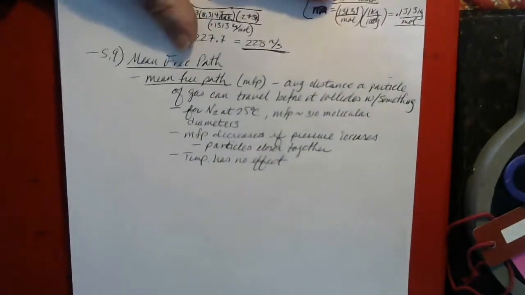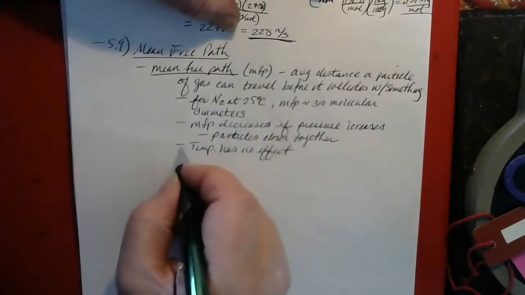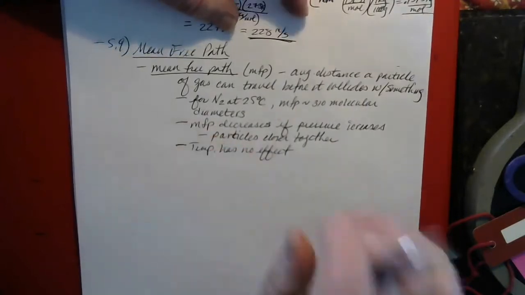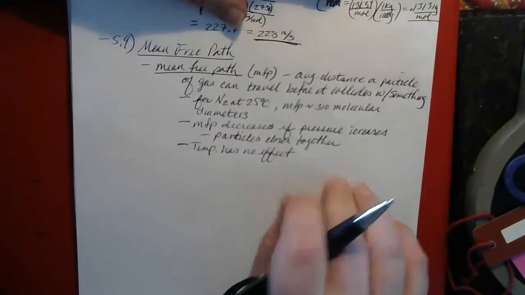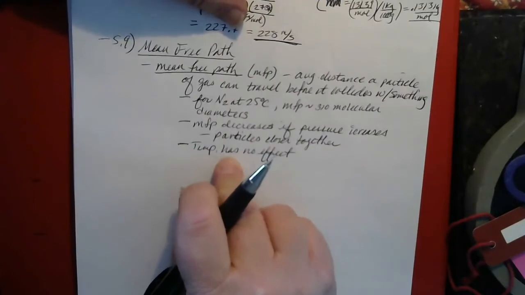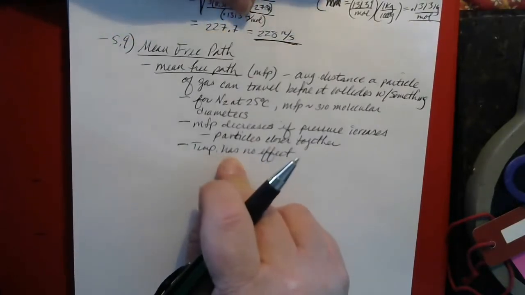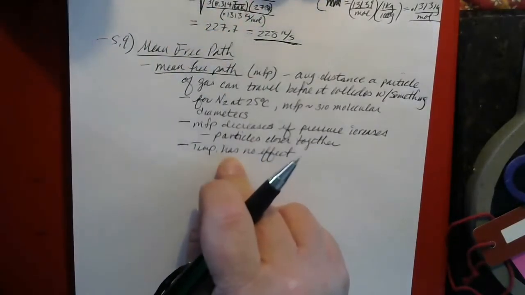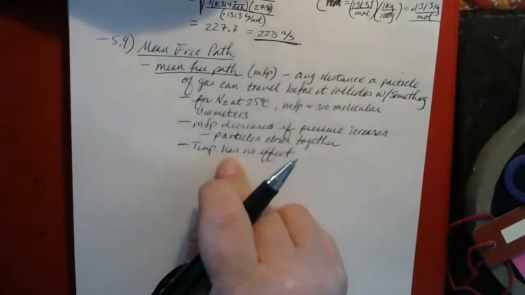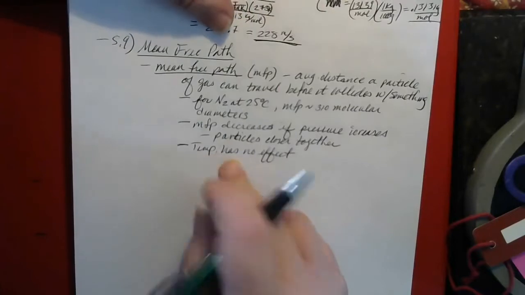Generally speaking, the temperature has no effect on mean free path though, because mean free path is a distance. If you raise the temperature, the particles will be moving around faster and it will take them less time to collide with something else, but it'll still be the same distance before they collide with something else.